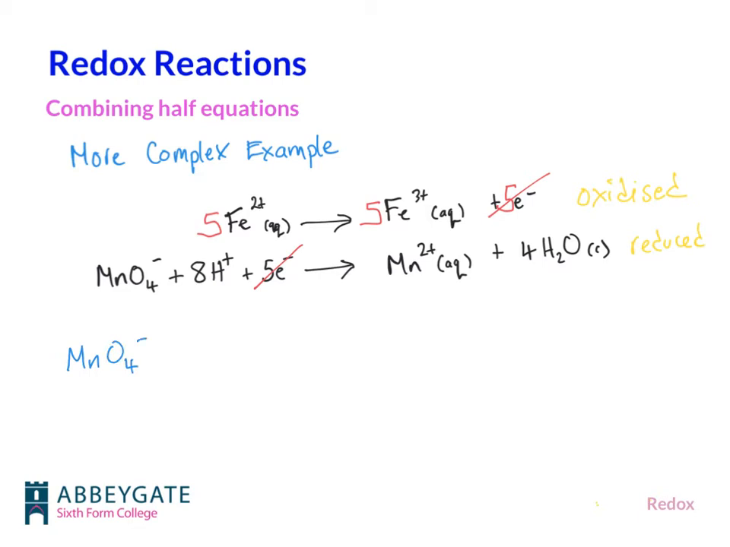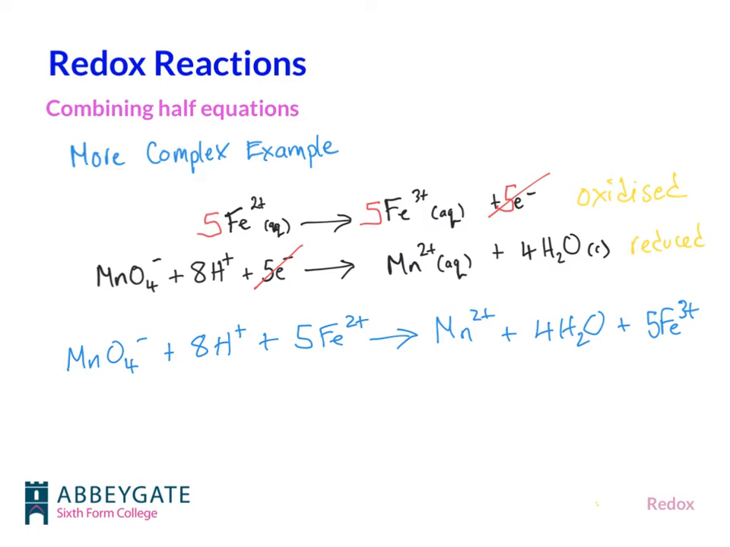MnO4-, so the manganate ion, plus 8H+, plus 5 Fe2+, turning into Mn2+, 4H2O, plus 5 Fe3+. So now I'm almost out of room, but I should just go back and add in the state symbols.